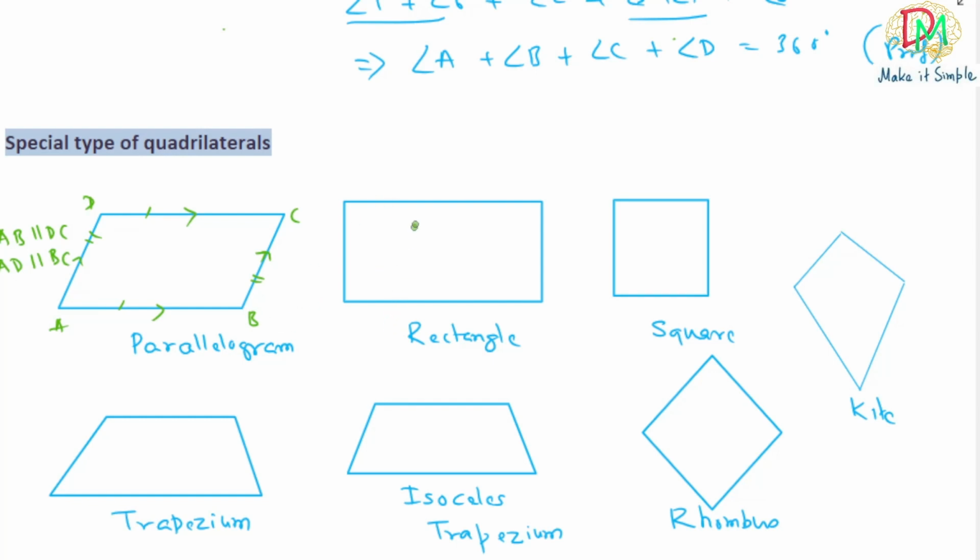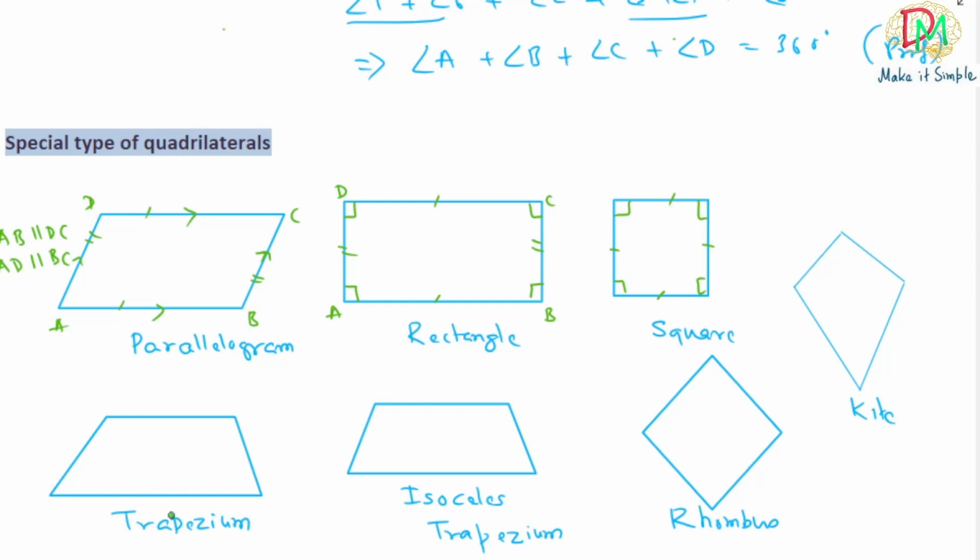Next is the rectangle. Here all corners are 90 degrees, and also opposite sides are equal. So we can say that if in a parallelogram all interior angles are 90 degrees, then it becomes a rectangle. And when all sides of the rectangle are equal, then it becomes a square. That's all 90 degrees, and all sides here are equal.